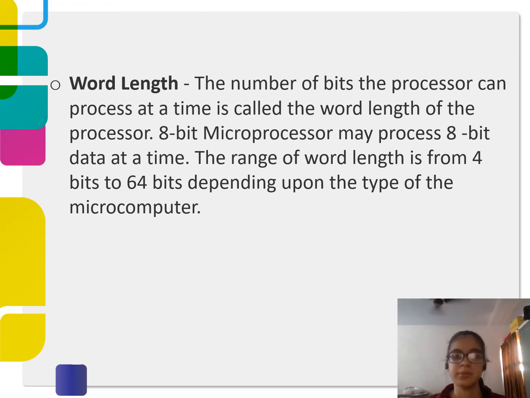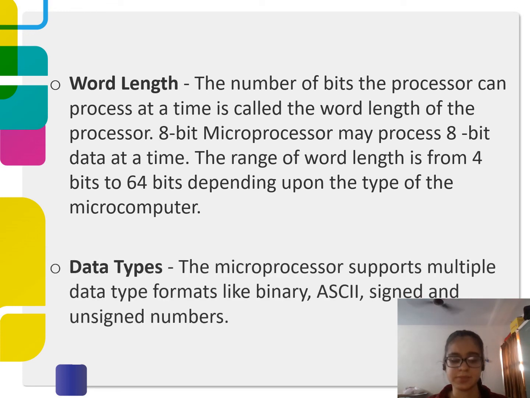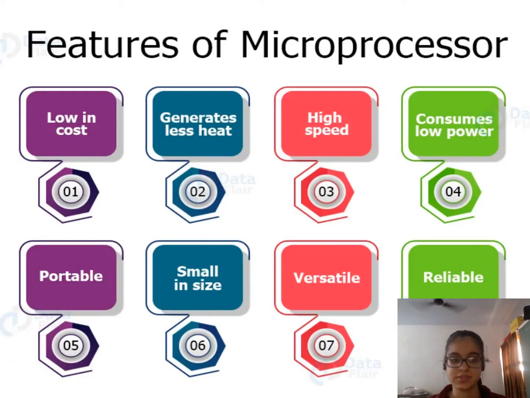Word length: the number of bits the processor can process at a time is called the word length of the processor. An 8-bit microprocessor may process 8-bit data at a time. The range of word length is from 4 bits to 64 bits depending upon the type of microcomputer. Data types: the microprocessor supports multiple data type formats like binary, ASCII, signed and unsigned numbers.